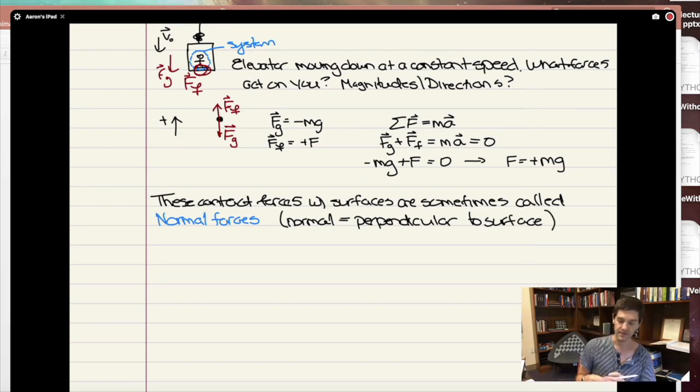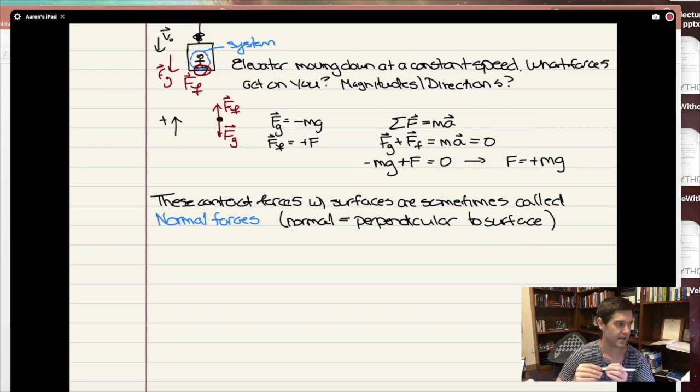Which we saw in the case of the chair. You were in contact with the surface of the chair, and there was a force that was pointing perpendicular to the surface of the chair. It was pointing straight up, while the chair itself was horizontal. Standing on this elevator, you're in contact with the floor of the elevator. There's a contact force from the elevator pointing straight up, perpendicular away from the surface.